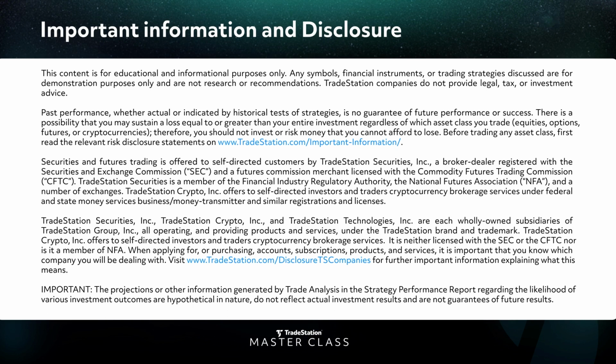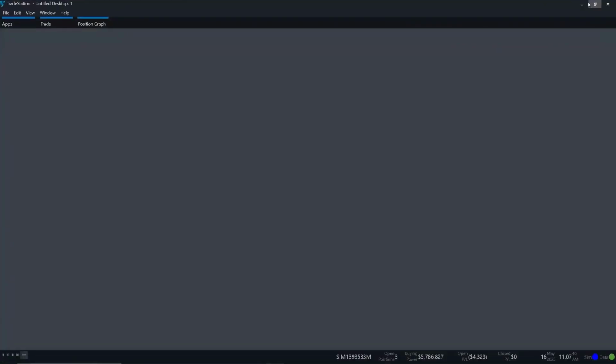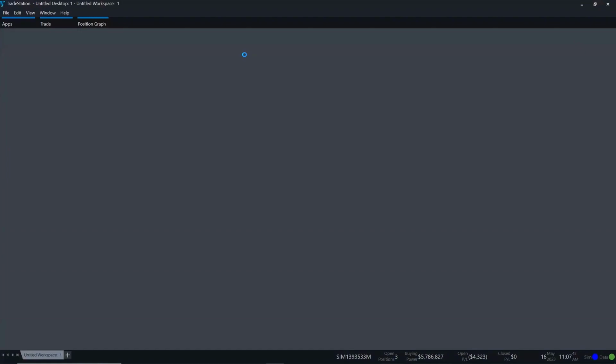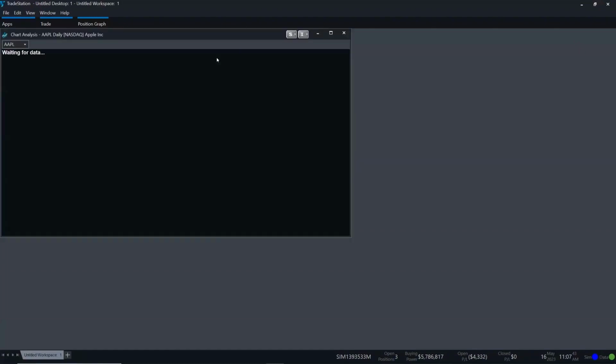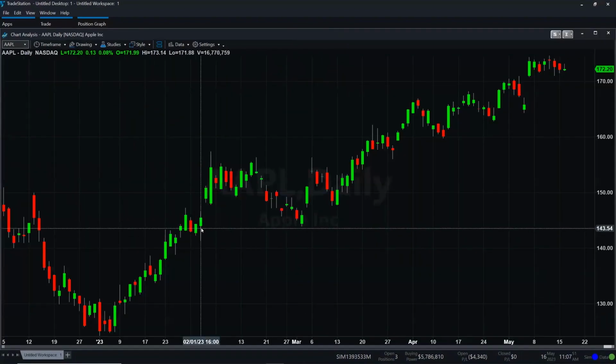I'm going to set up my TradeStation to a strategy backtest, because that's the only way that you're going to get the strategy performance report to pull up on your screen. So let's go to apps and open up a chart analysis. I didn't have a symbol or a strategy planned out, so let's see what we can build in just 30 seconds.